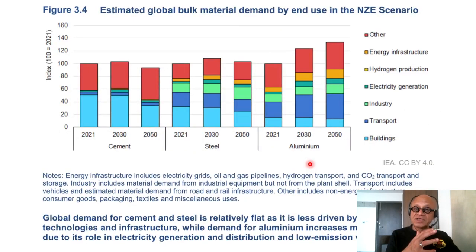I have separate podcasts on net zero emission scenarios by IEA that you can look up. Estimated global bulk material demand by end use in the net zero emission scenarios. This is indexed against 2021. So here is cement, steel, and aluminum. So you can see these going. Where do they go? Where are the demands coming from? They come from buildings, transport, industry, electricity generation, hydrogen production, and energy infrastructure.